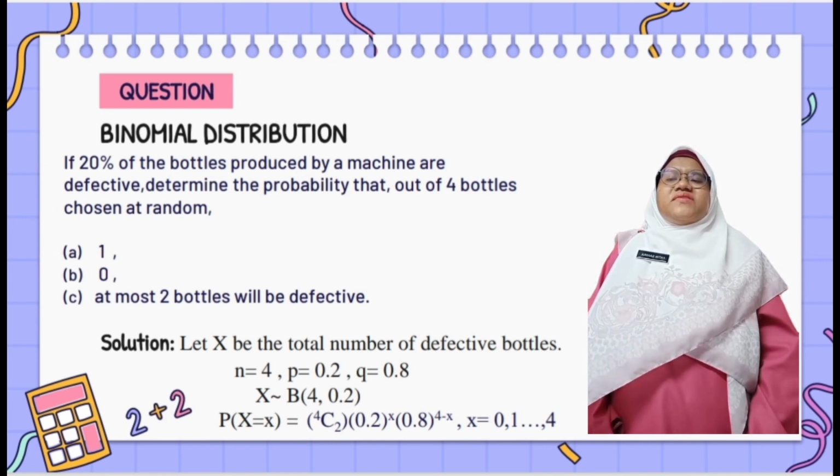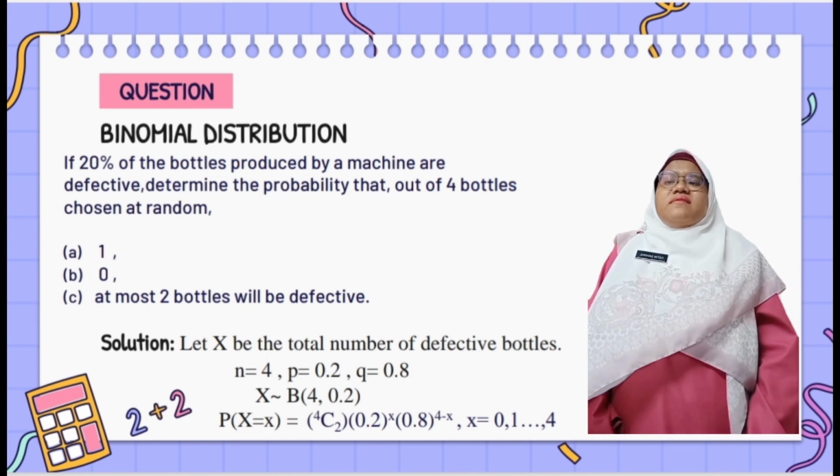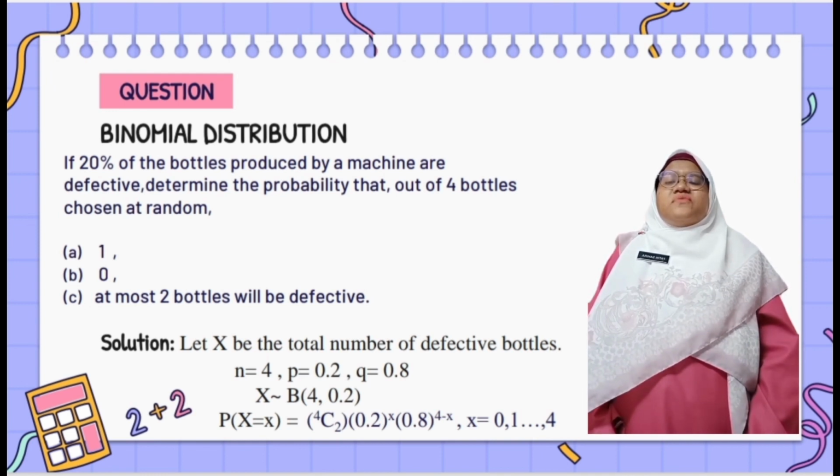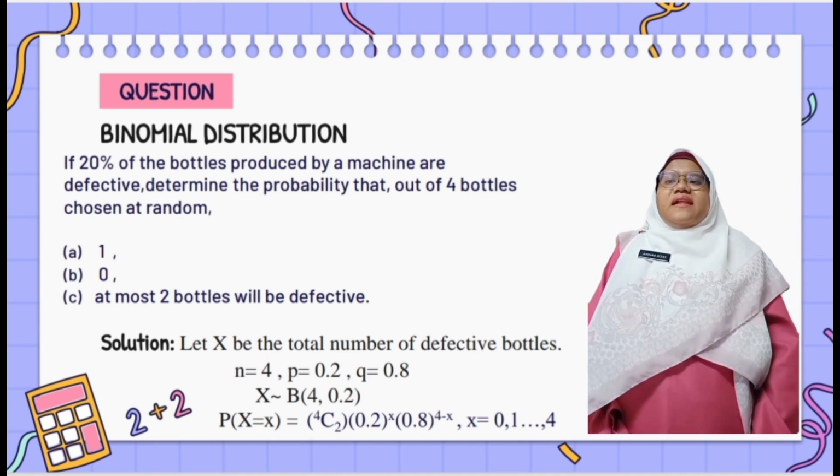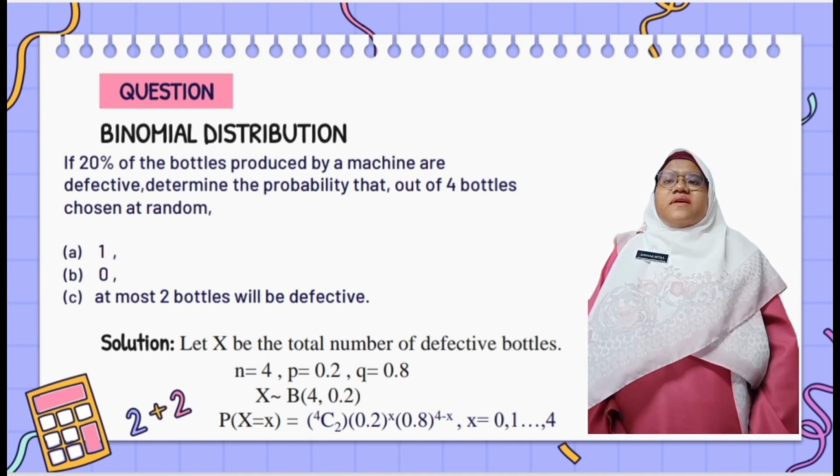The question asks, if 20% of the bottles produced by a machine are defective, determine the probability that out of 4 bottles chosen at random, (a) the first one is 1, (b) the second is 0, and (c) at most 2 bottles would be defective. As for the solution, let X be the total number of defective bottles.